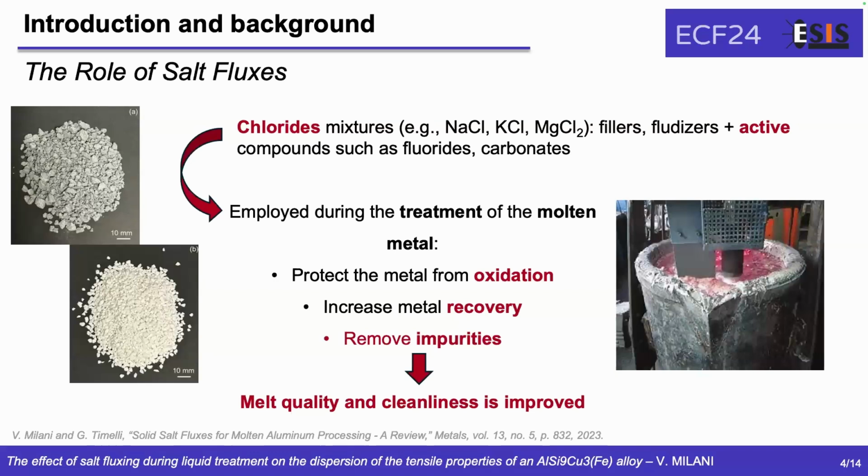So what are they? Basically, they consist of chloride mixtures, mainly, which act as fillers and fluidizers, and some active compounds, such as fluorides and carbonates, which tailor the properties of the flux. Fluxes are used during the treatment of the molten metal, and they serve three main functions. They protect the molten metal from oxidation, they increase the metal recovery, and they help in removing impurities, thus leading to improved melt quality and cleanliness of the molten metal.